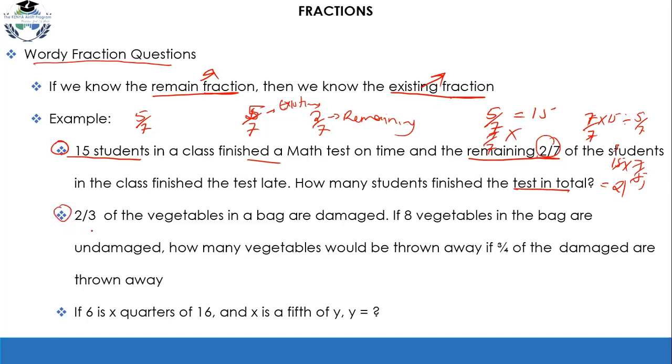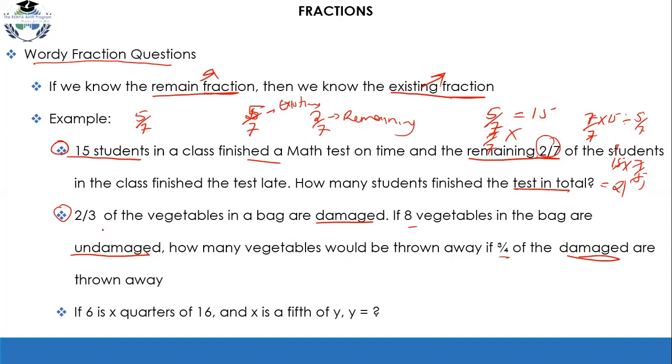So the second one: 2/3 of the vegetables in a bag are damaged. If 8 vegetables in the bag are undamaged, how many vegetables were thrown away if 3/4 of the damaged are thrown away? Right, so they've done a little twist here at the end. If you're not careful, you might fail this question because of the twist. So meaning we first have to find the damaged vegetables.